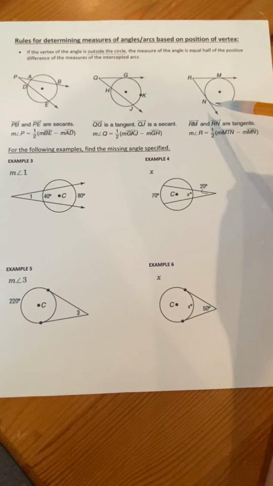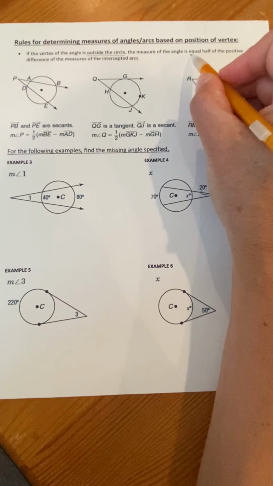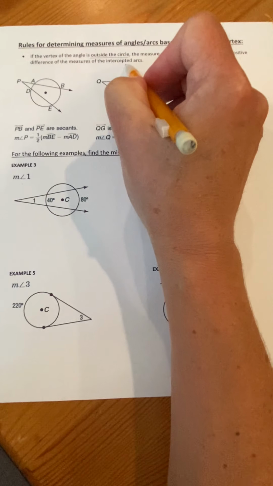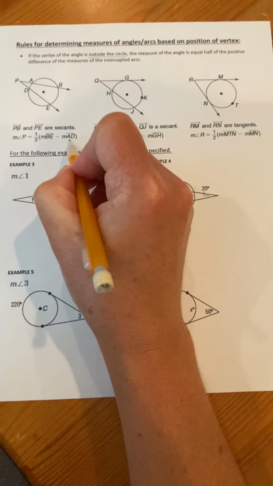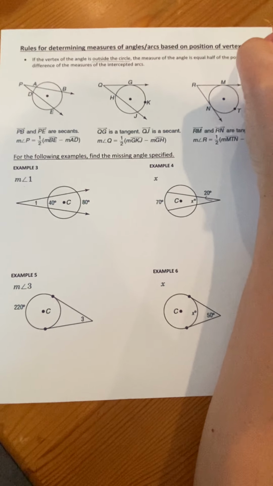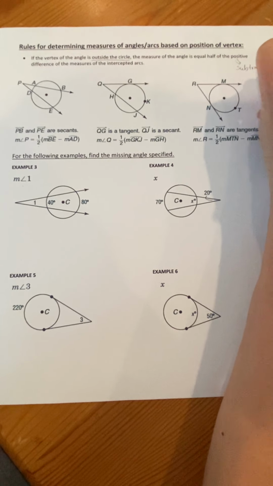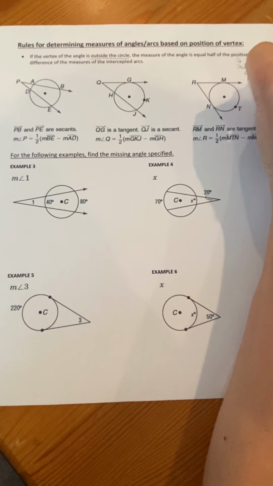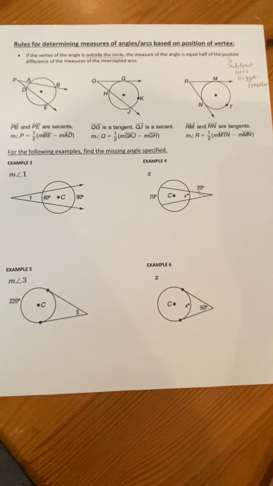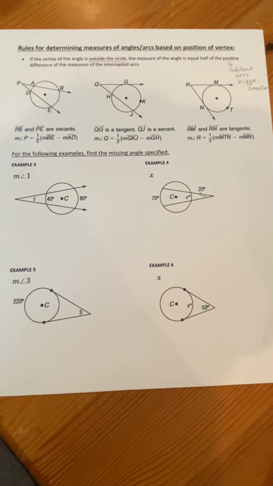That's why we only had the one diagram before. Here, there's 3 different ways that will make it happen, and I'll talk to you about that in just a moment. But here's the rule: it's equal to half of the positive difference of the measure of the intercepted arcs. So you're going to subtract 2 arcs and you're going to take half. Half of the positive difference just means that you always subtract the arcs as bigger minus smaller. You don't want to subtract the arcs the other way because then you'll get a negative measure. You always want bigger minus smaller.